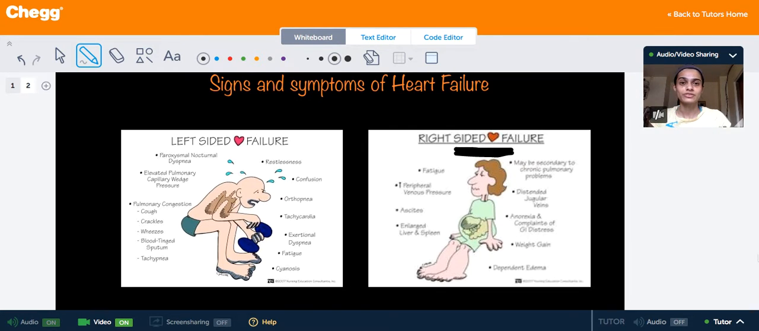That's the reason why it's called congestive heart failure: because of the pulmonary congestion that happens.